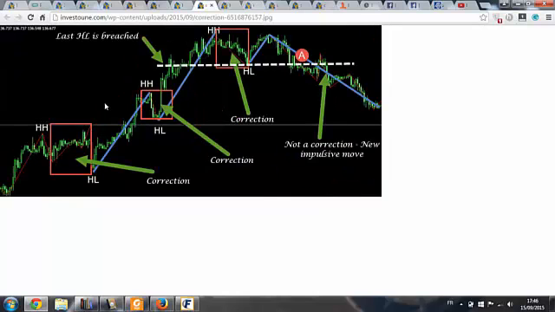So I'm going to show you some other examples. Here we have a higher higher, a higher lower, and we have a correction, a new impulsive move in the direction of the trend. We have here a correction. Here the last higher lower is broken by the market, and the trend reverses its direction, opposite to the trend line, and makes new lower lows and lower highs. So this is the correction, and this is where the last higher lower is breached by the price movements. This is also a correction.